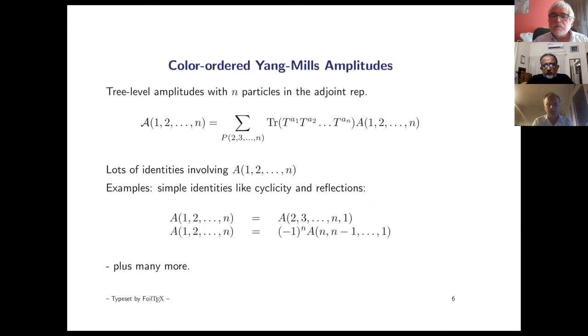And they obey a number of identities such as cyclicity, reflections, and many other identities that are very neat and which have been explored recently. So these objects A, not curly A, the A on the right-hand side of that equation, are much more convenient to work with if one has to calculate amplitudes.